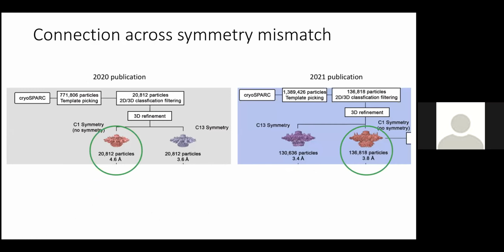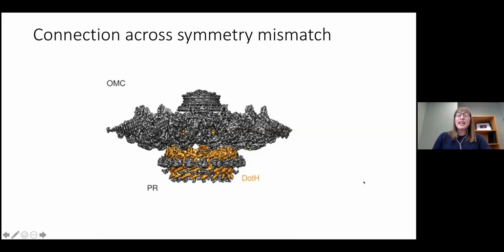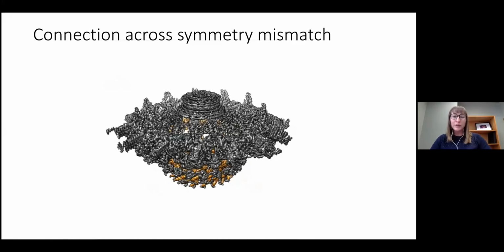And so now I just want to highlight the point that having this really large data set, having more particles, is one of the main things that gave us enough power to figure out what was going on there. So what you're going to see in this video is the C1 reconstruction. This is before we did any particle subtraction. There's no symmetry imposed.